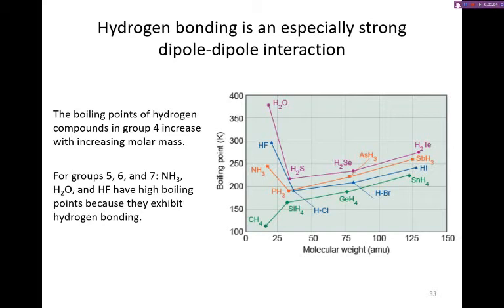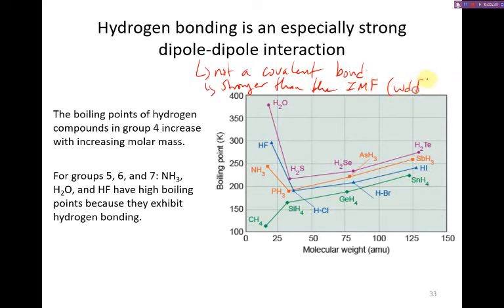Now, the term hydrogen bonding, you want to be careful because it's not a covalent bond. In fact, calling it a bond is somewhat of a misnomer. It's really an intermolecular force. However, it's stronger than the other intermolecular forces, specifically the van der Waals forces. So the ones that involve polar or nonpolar molecules, hydrogen bonding is stronger.